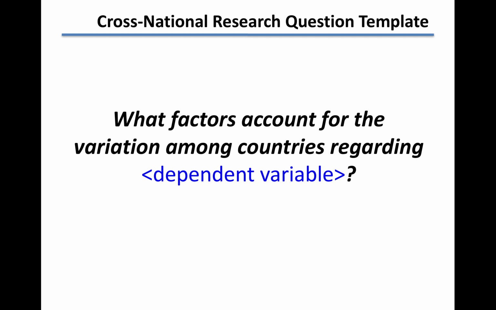Which means, yes, the 9 first words of all of your research questions will be identical. What factors account for the variation among countries regarding? And the part that you get to fill in is the dependent variable, which seems that it doesn't give you a lot of freedom, but when we think about how focal the dependent variable is to our inquiry, it really does allow you a lot of room to personalize your inquiry. So, your attempt then to obtain a research question for this class is little more than finding a good dependent variable. So how do we do that?